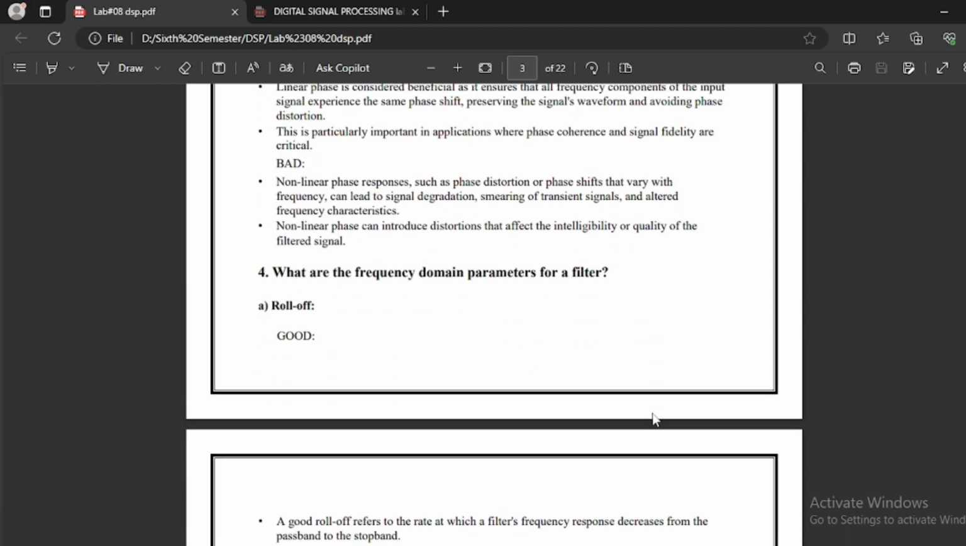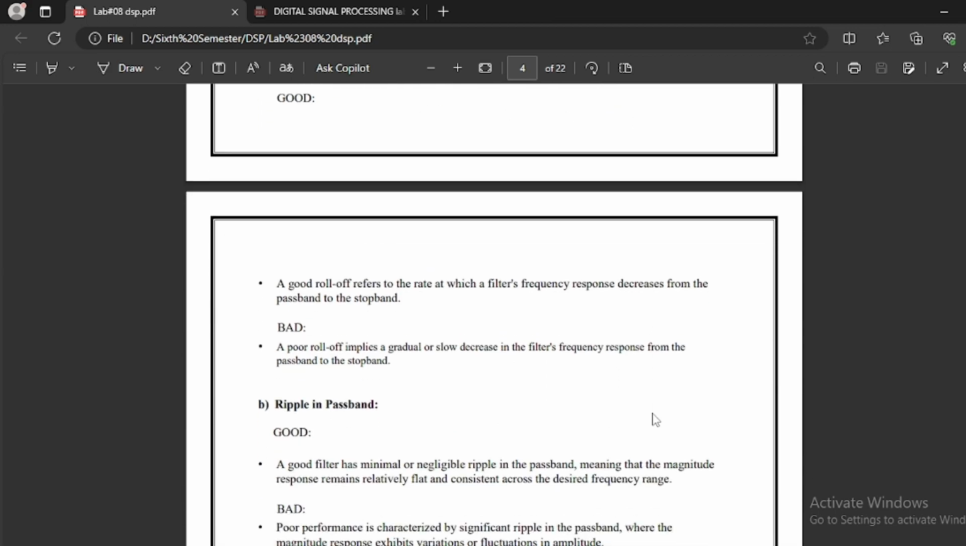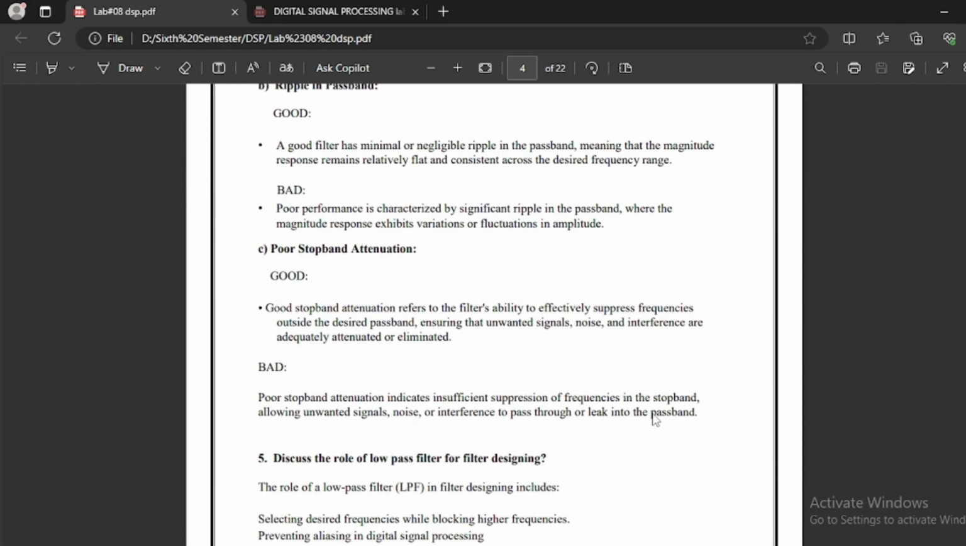What are the frequency domain parameters for a filter? Good roll-off refers to the rate at which the filter's frequency response decreases from the pass band to the stop band. Bad, a poor roll-off implies a gradual or slow decrease in the filter's frequency response from the pass band to the stop band. Ripple in pass band. A good filter has minimal or negligible ripple in the pass band, meaning that the magnitude response remains relatively flat and consistent across the desired frequency range. A poor filter is characterized by significant ripple in the pass band magnitude response.